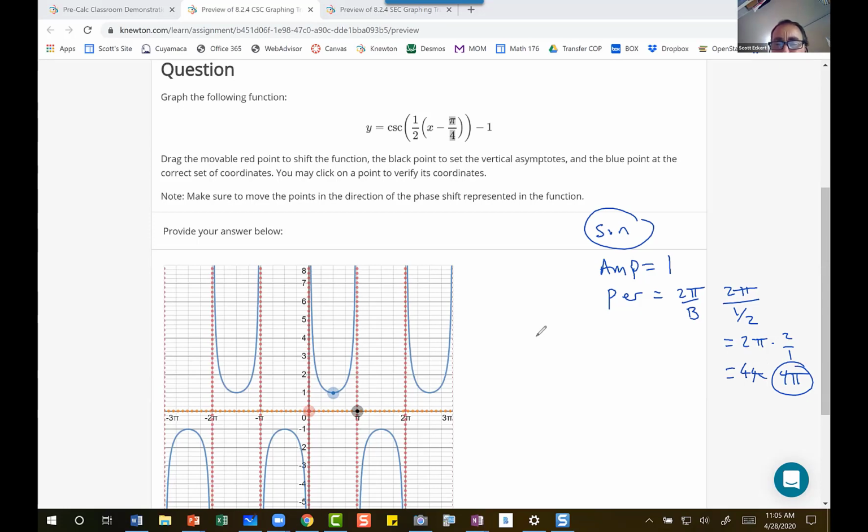Now, we have a phase shift. What's my phase shift number? Positive pi over 4. Right, we're going pi over 4 and we're going to the right. And we have a vertical shift, which equals -1. Now, if this equation was cosecant of 1/2 x minus pi over 8, minus 1, that problem is different. This one we don't have the phase shift.